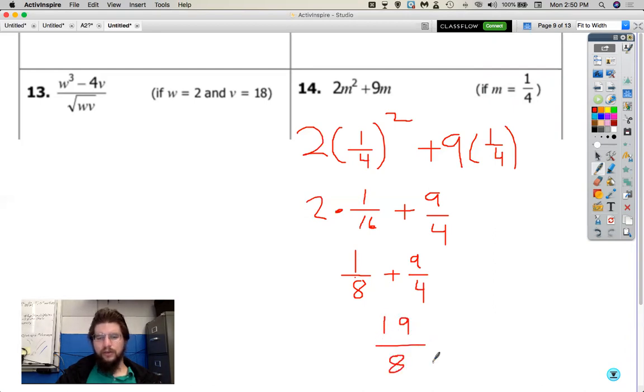Mixed numbers are a no-no. Leave it as an improper fraction. That's how I want it. This is the answer. We're done. How do I know that was 19/8? Because I can do basic arithmetic. If you can't, use a calculator.